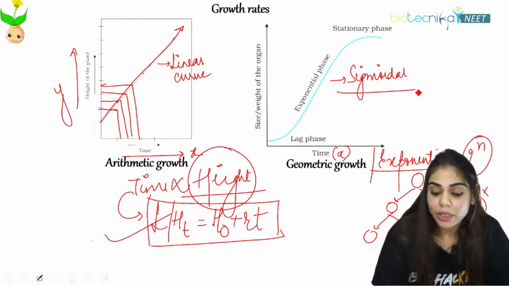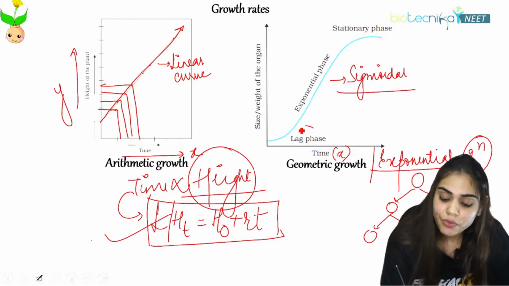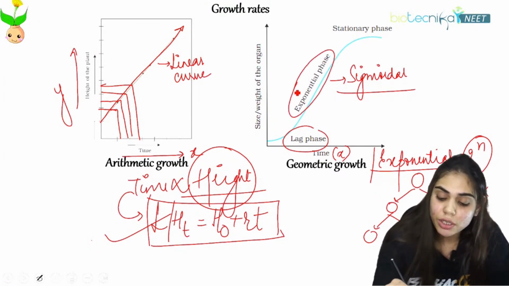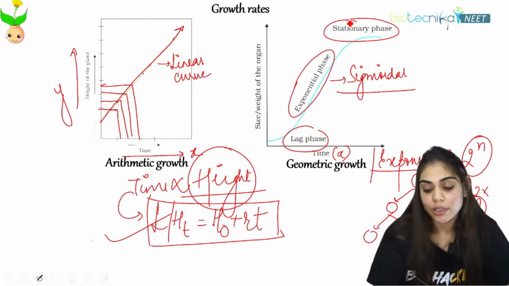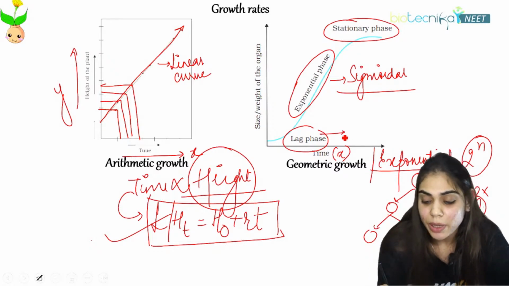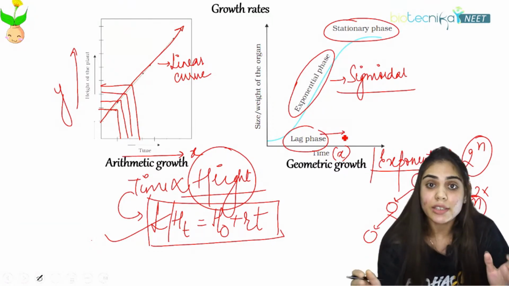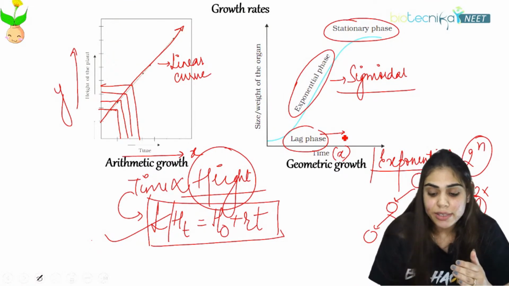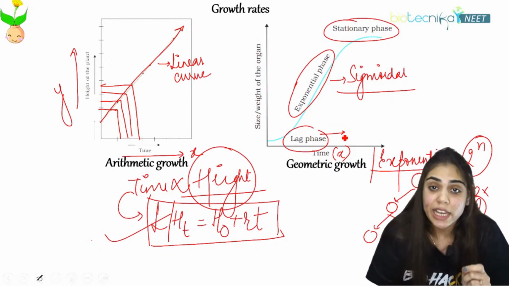Now this S-shaped curve has 3 phases. The first phase is called the lag phase. The second phase is called the exponential phase. The third phase is the stationary phase. What is the significance of the lag phase? Here the cells of the plant adapt to the environment. They just read the environment and start adapting. And after it completes its lag phase, it will enter the exponential phase.